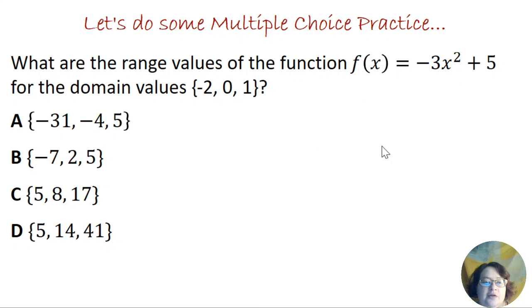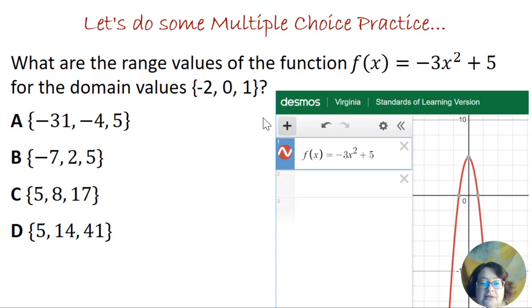So let's try another one. We have multiple choice. What are the range values of the function f of x equals negative 3x squared plus 5 for the domain values negative 2, 0, 1? This is essentially asking us to do the same thing. We're looking for f of negative 2, f of 0, and f of 1. These are our input values. We want the output or the range values when we plug in these three numbers. So I'm going to bring up Desmos and plug in my original expression.